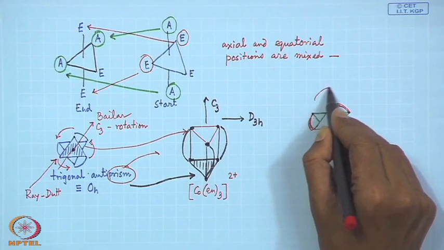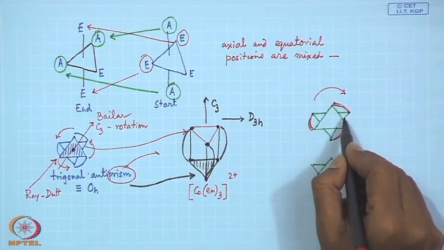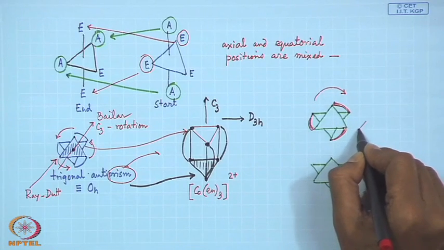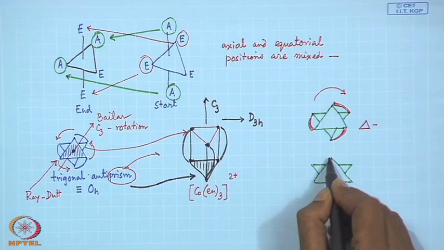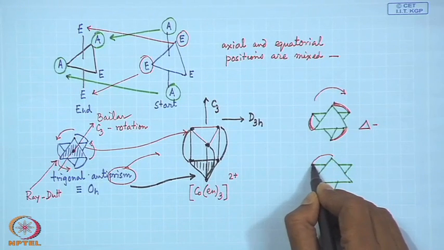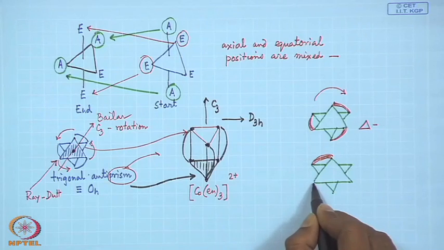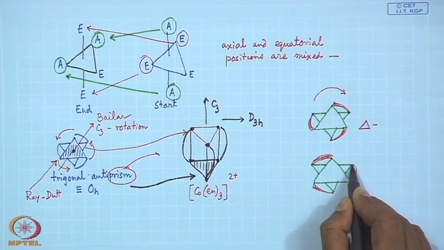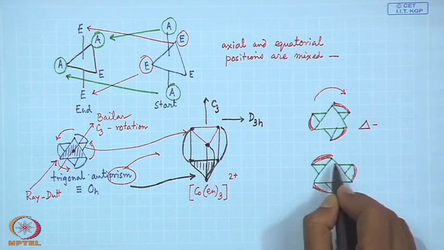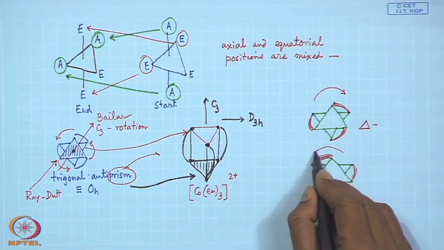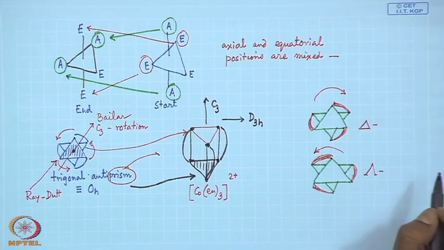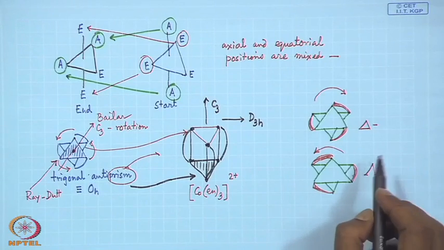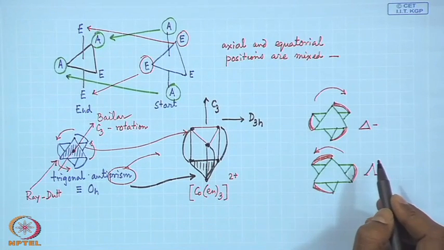If we move from the top face to the bottom and this is in the clockwise direction, the isomer is the delta isomer. But if it is in the other direction from top to bottom, this is the top face, then it is in the anti-clockwise direction, which is therefore the lambda isomer. Due to all these things, we end up getting these two isomers.